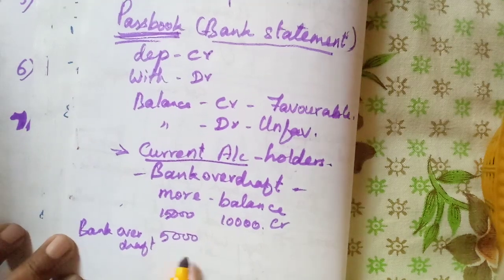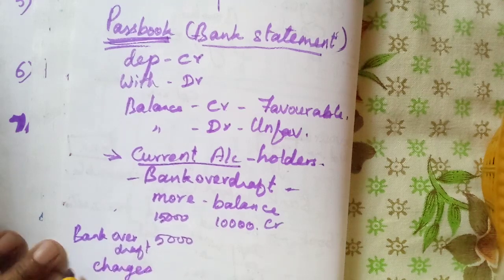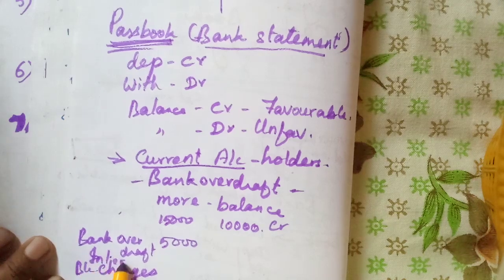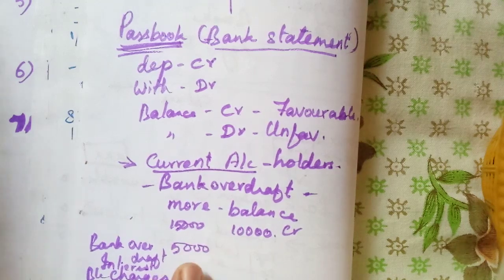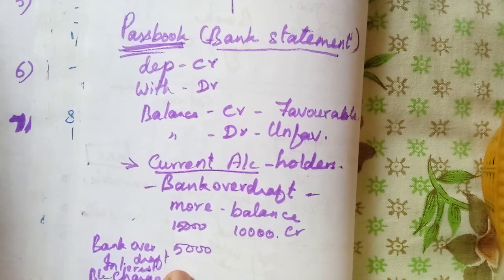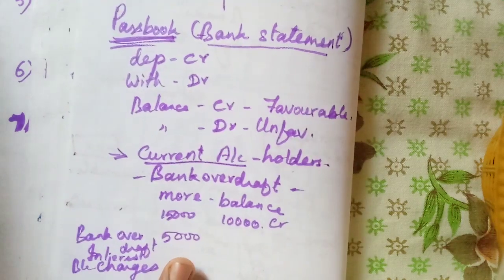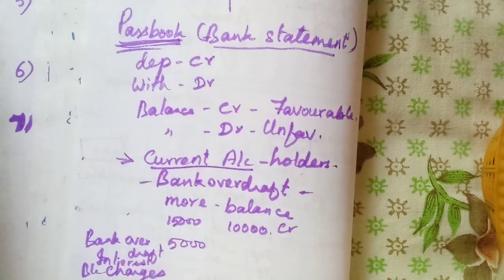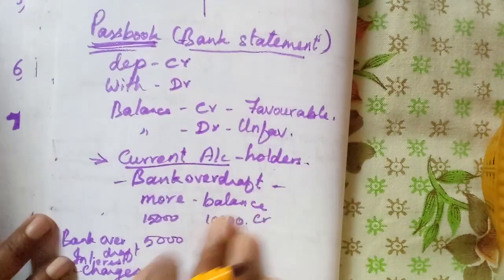On this 5,000 they will charge bank interest, interest on bank overdraft, which you have to pay later because they are providing more amount. So they are giving it like a loan. If we get a loan from the bank, we need to pay interest for the loan. The same way, if you withdraw more money from our account as bank overdraft, we need to pay interest on it. Some terms you have to understand.